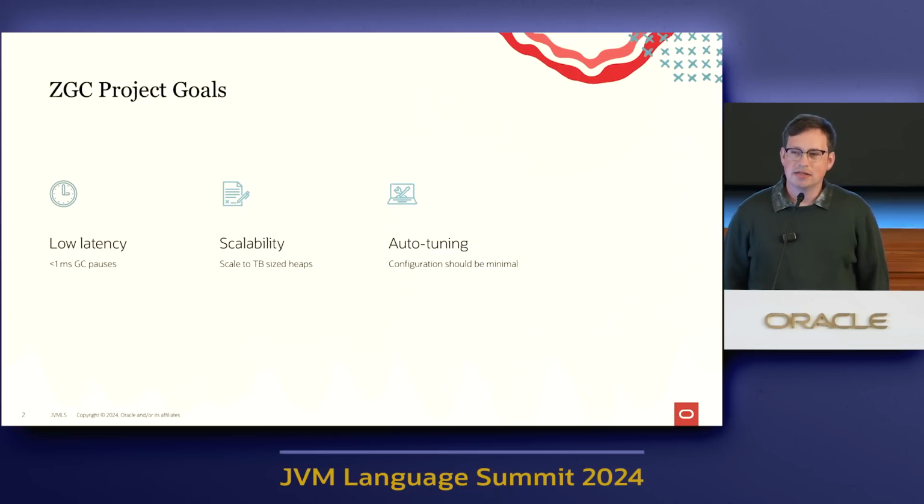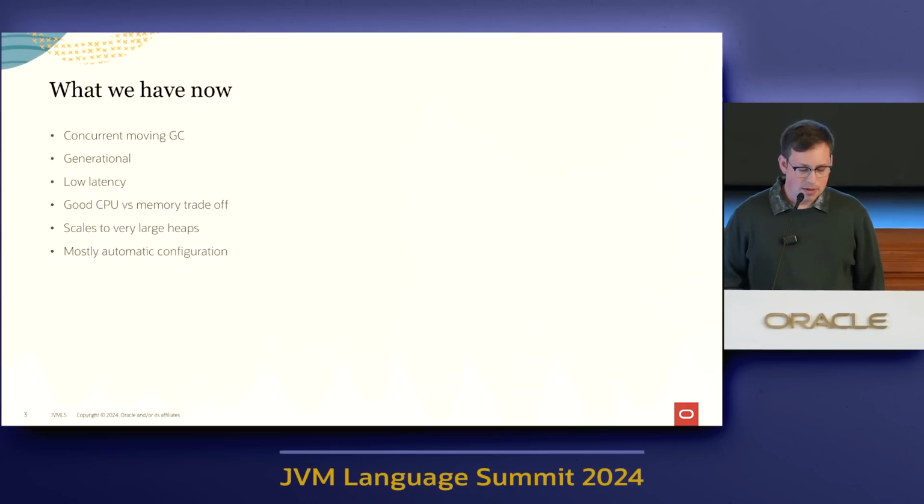So I always like starting off by talking about the goals of our projects, and what we want to achieve. With ZGC, it is low-level latencies, like sub-millisecond pause times. We also enjoy our scalability to large terabyte-sized heaps, and we also really focus on making user configuration as little as possible. So auto-tuning as much as possible.